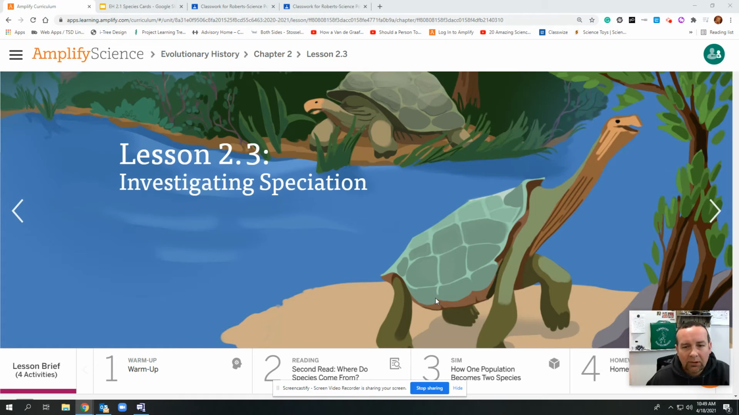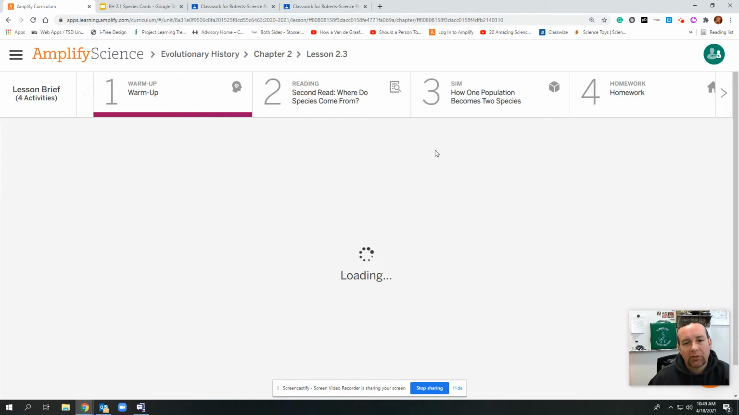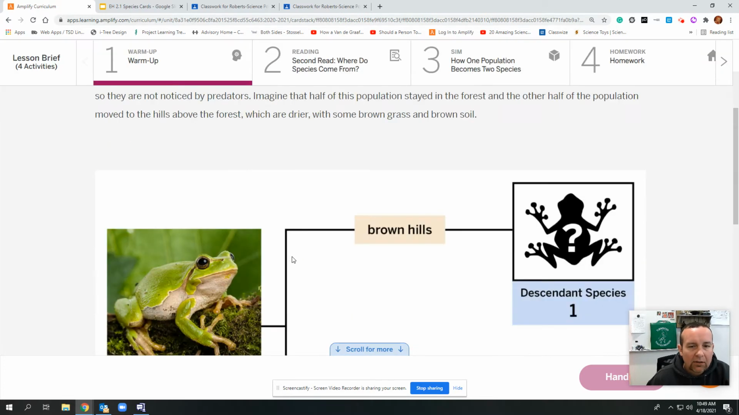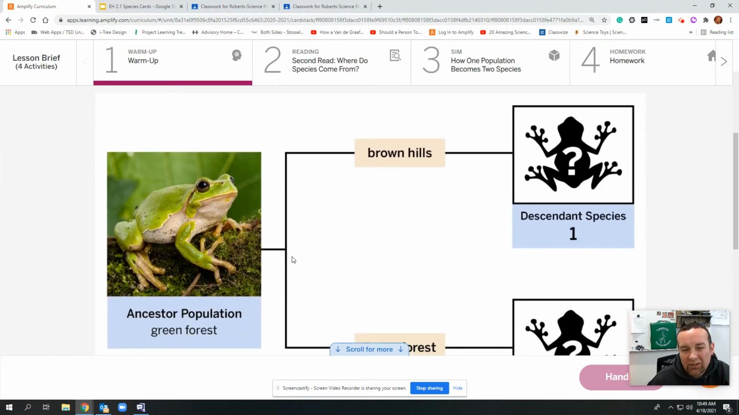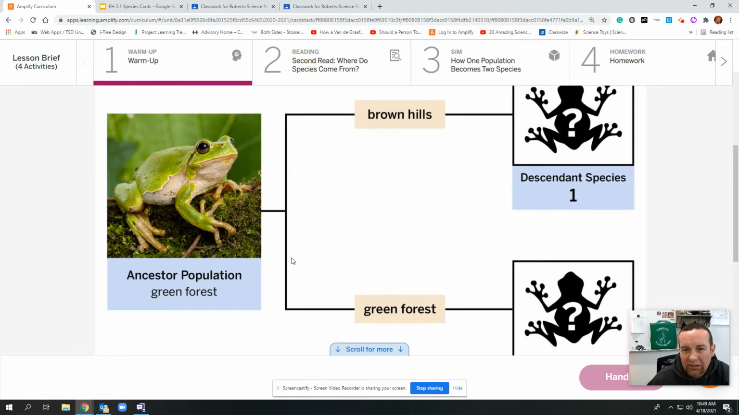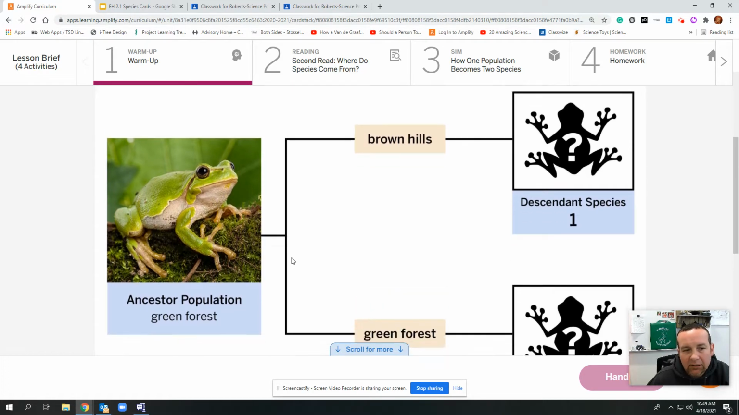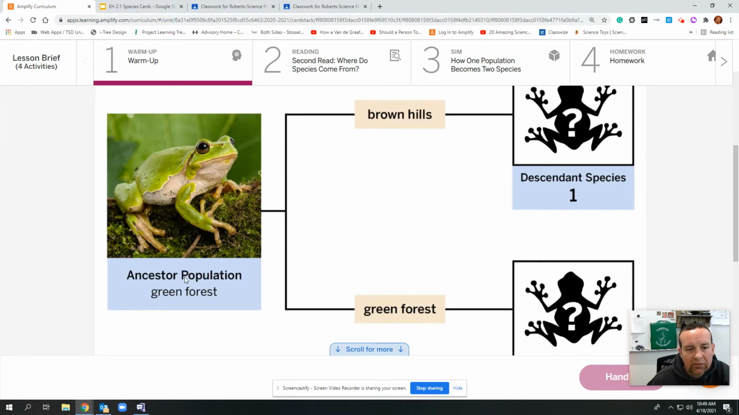We are here with lesson 2.3, investigating specification. So let's start with our warm up here. For our warm up, we have to do a little bit of, I would say, deepish thinking. We're going to look at this ancestor population, and we're going to make some guesses as to its descendant species several generations down the road.